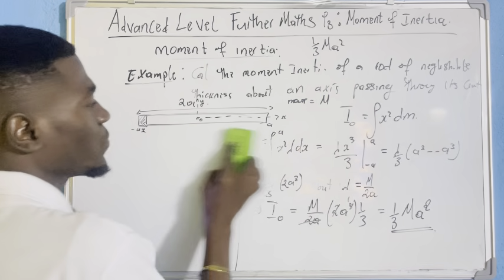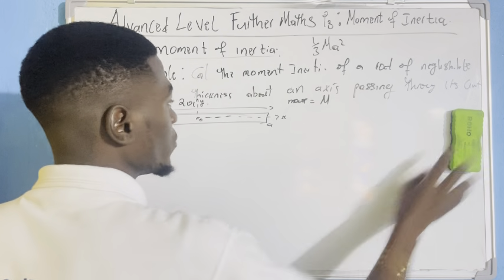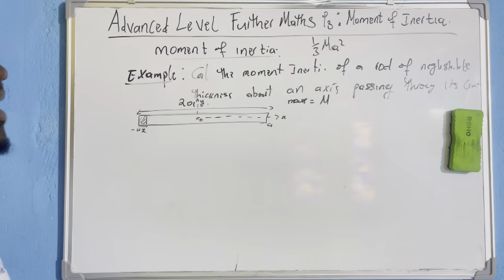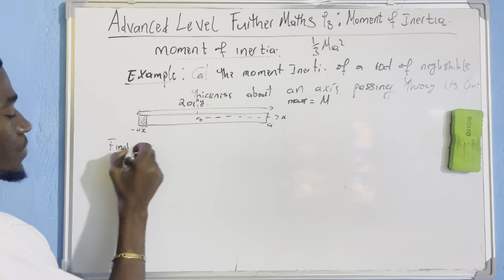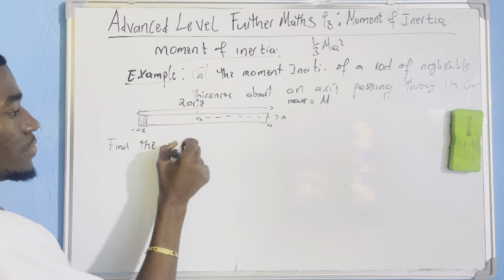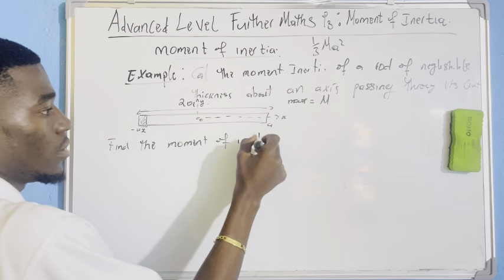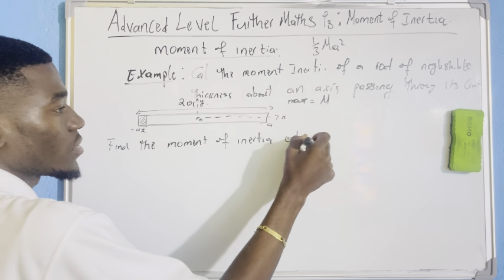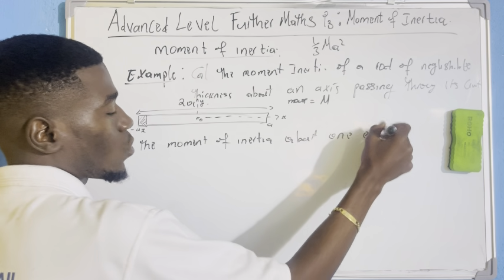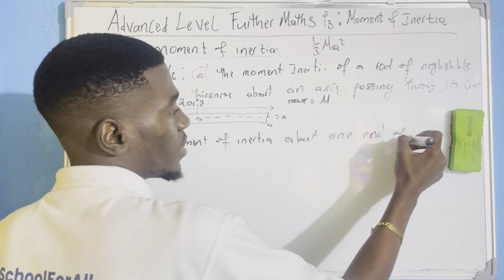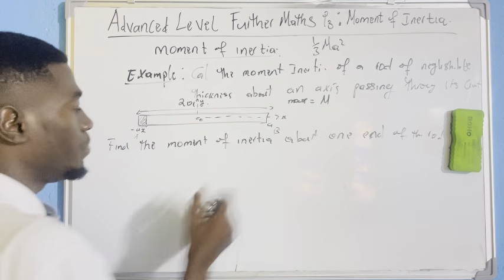Now, if I ask you to find the moment of inertia, still under this question, but about one end of the rod, or about an axis passing through one end of the rod, let me call this end A and this one B.